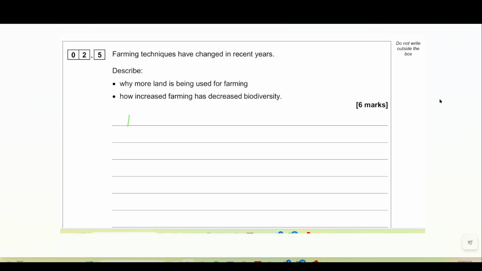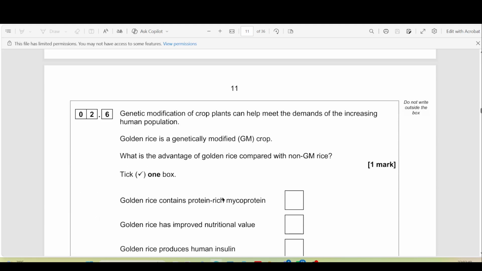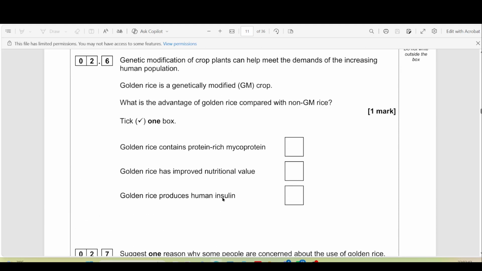Genetic modification of crop plants can help meet the demands of the increasing human population. Golden rice is genetically modified. What is the advantage of golden rice compared to non-GM rice? Golden rice improved nutrition. Golden rice is a genetically modified crop with improved nutritional value. Yeah, that's correct.